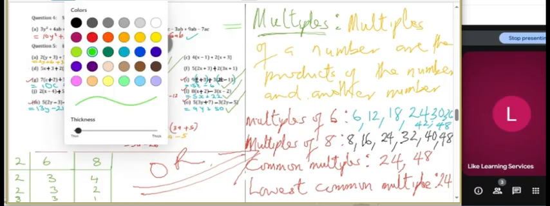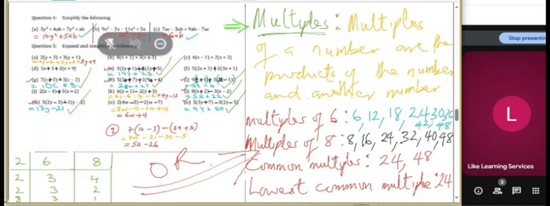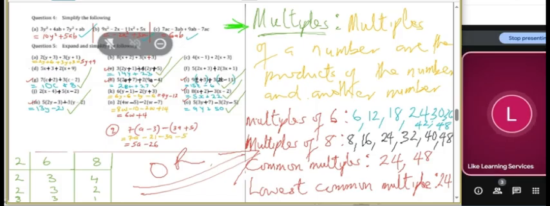Multiples of a number are the products of the number and another number. Yes, the product of the number and another number. Do you know what product means? Yes, the multiplication. Exactly. So if we say multiples of a number, we're talking about that number times any number.